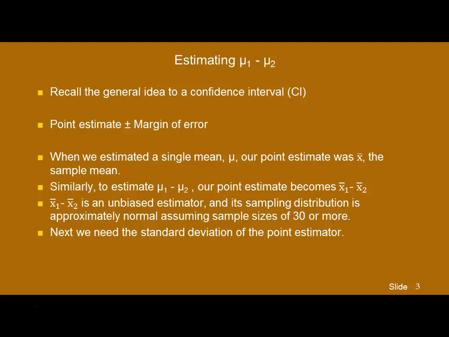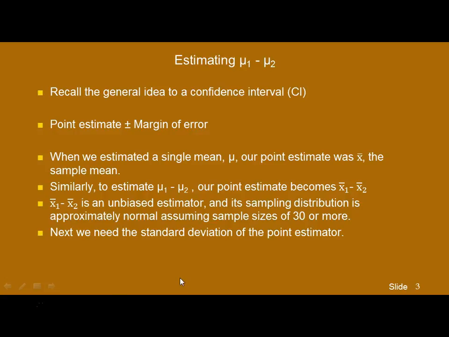Let's go back for just a moment. We're going to start with a confidence interval, but let's go back to the general idea of a confidence interval. Remember, a lot of confidence intervals have the general format that we want a point estimate, and then we go plus or minus some margin of error. Recall when we estimated a single mean mu, our point estimate was x bar. So it shouldn't be that surprising that when we want to estimate a difference in two means, mu1 minus mu2, our point estimate is going to be x1 bar minus x2 bar, where x1 bar is the sample mean from the first group and x2 bar is the sample mean from the second group.